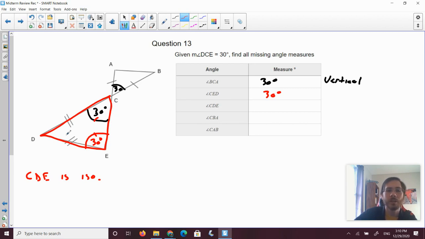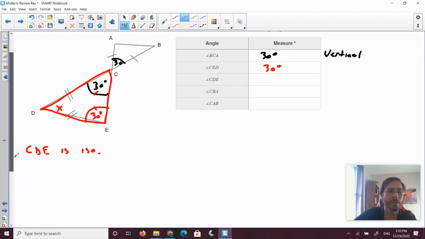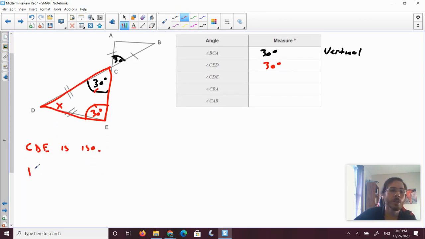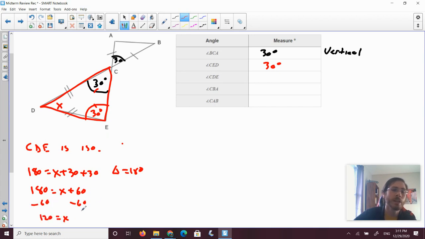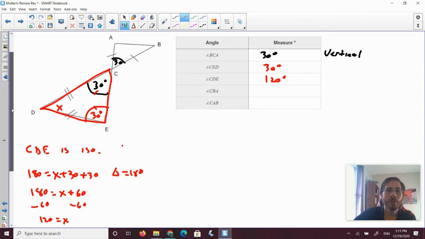But we also know that the triangle has to add up to 180. So if I make this one X, this triangle has to add up to 180. So 180 equals X plus 30 plus 30. Again, a triangle has to equal 180. 180 equals X plus 60 if we combine the like terms. If we subtract 60 from both sides, we get 120 for X. D is the vertex, so D's got to be in the middle here. So we can figure that one out just because we know that triangles have to add up to 180. All right, we got two more to figure out.